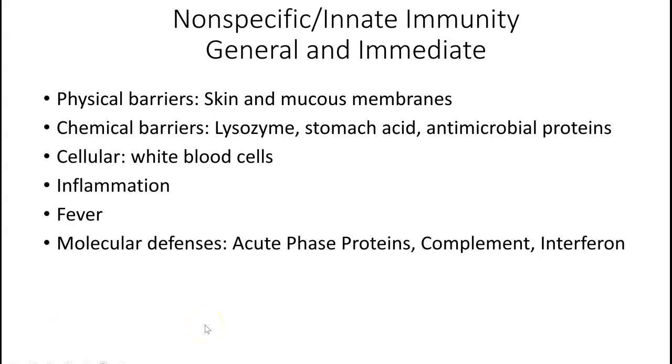So, first up, we're going to talk about the nonspecific or innate immunity. This is when we have a general and immediate response. It doesn't really matter what it is, if it's viral or bacterial, the body is going to respond right away to try to combat that pathogen. We talked about how our physical barriers are going to be that first step in preventing pathogens from entering our body. So, skin, mucous membranes. Mucous membranes are going to be the easiest way for things to enter.